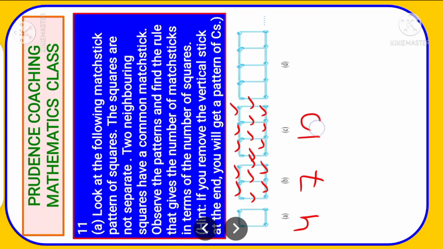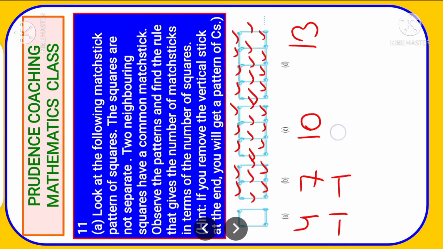So here 10 matchsticks are required. In the next one, 1, 2, 3, 4, 5, 6, 7, 8, 9, 10, 11, 12, 13. So here 13 matchsticks are there. If we notice these numbers very carefully, you will find that if we deduct 1 from each of them, we will get the table of 3.